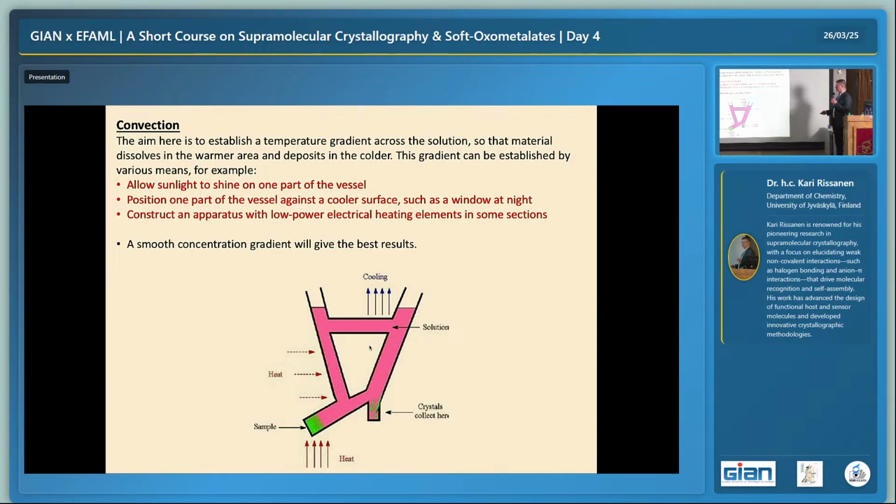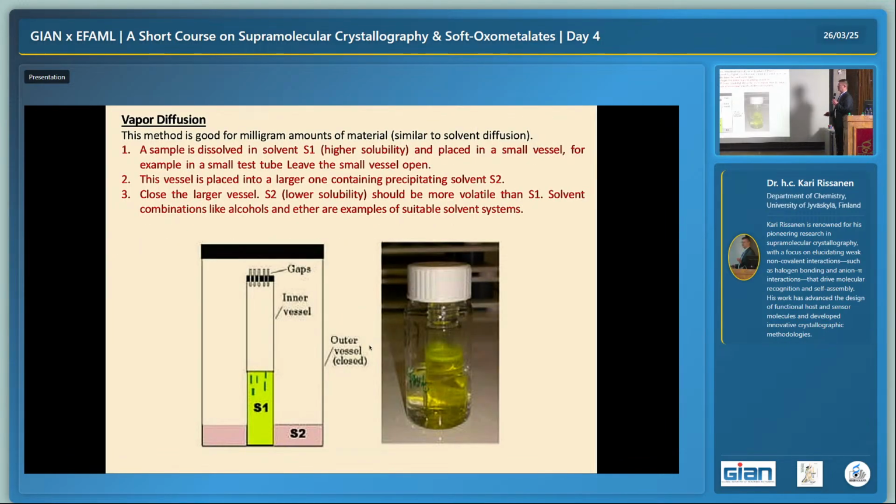I've never personally, or my group have never used this. But in some cases it's quite convenient and easy again. And the point in principle, it's closed again, so there is no evaporation. It's just cooling. It's kind of a controlled cooling. And this is a rather nice thing.